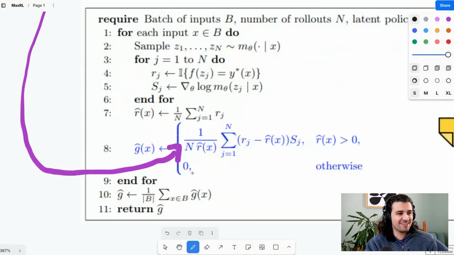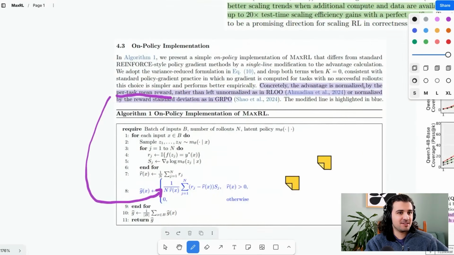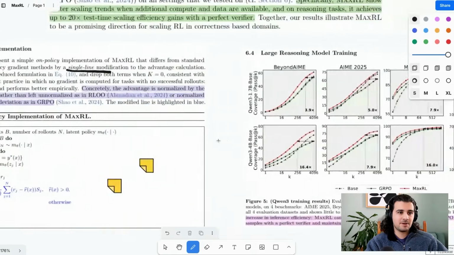This is it. It's the whole paper. This is the line change I found super funny. The advantage is normalized instead by the per-task mean reward, rather than left unnormalized or normalized by the standard deviation as in GRPO. So it's just a single-line modification of the advantage calculation. But this single line will unbias the model for a specific type of objective, right?